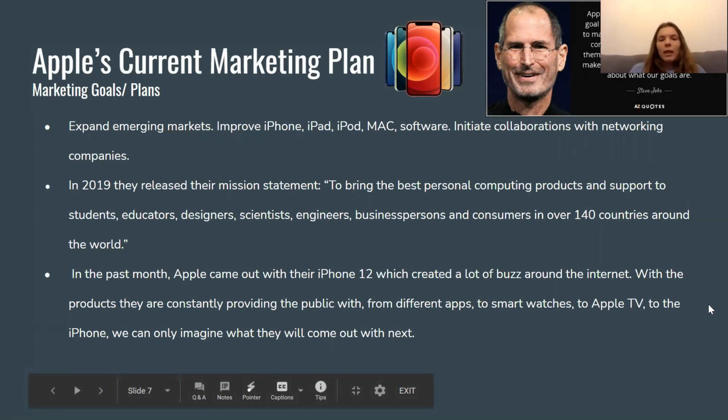In the past month, they came out with the iPhone 12, which created a lot of buzz around the internet. Apple just aims to consistently create this buzz with their new products. They want to get into different products, like we've seen them come out with the Apple Watch and the Apple TV and everything like that. They just want to keep growing, not only with their iPhones, but with all their sources of technology.